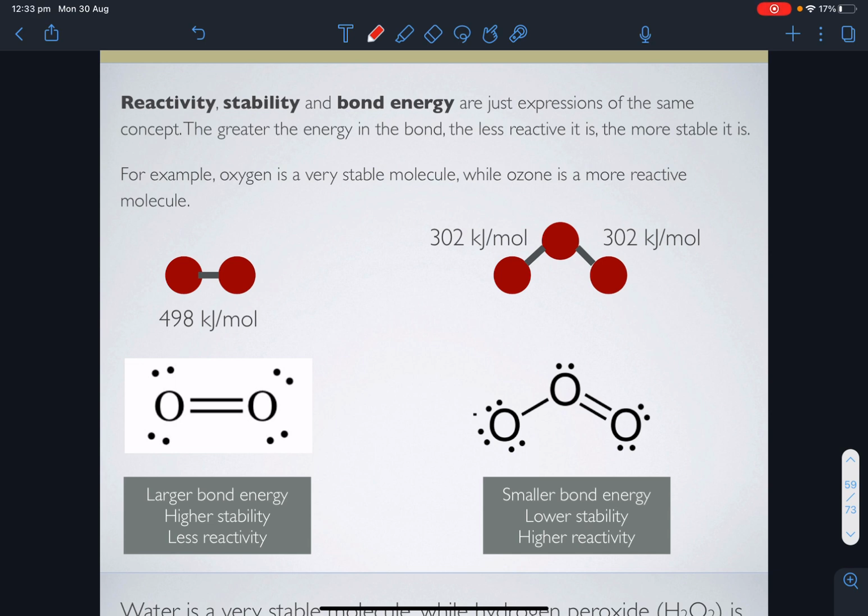Okay, so reactivity, stability, and bond energy. We talked about reactivity and stability, talking about energies early in the chapter, but we can relate bond energy as well. They're just expressions of the same concept. So we're linking bond energy in there. The greater energy in a bond, the less reactive that molecule is, and the more stable it is.